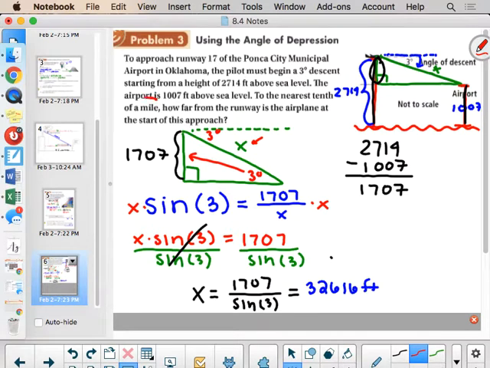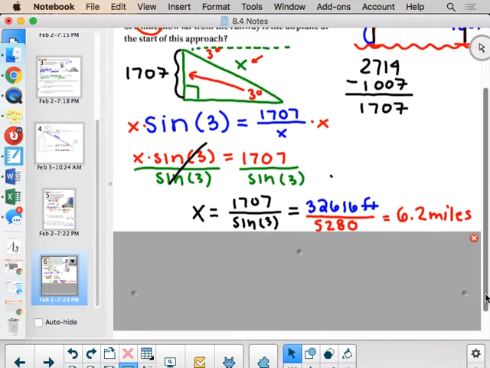Now here's the sticking point of the situation. This problem asks for miles. Uh-oh, we now need to convert our feet into miles. A little known fact is that there are actually 5,280 feet inside a mile. So I'm going to divide this by 5,280 in order to convert this into a mile answer. And so that gets me 6.2 miles. If this were on a test, I would give you that conversion just to help you out.